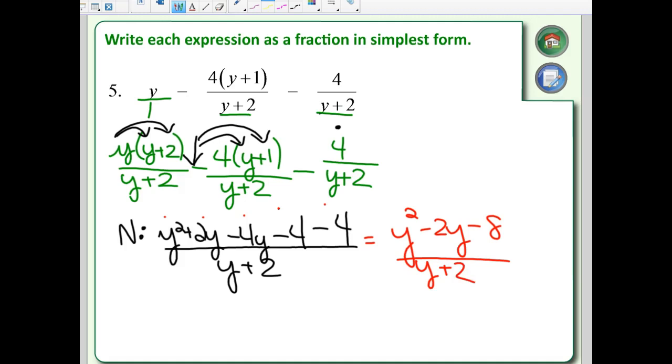Now, here we are. Is that in simplest form? Look at that numerator. How can I simplify the numerator? How many terms are there? 3. That's right. Guess what? We're going to have to X factor that numerator.